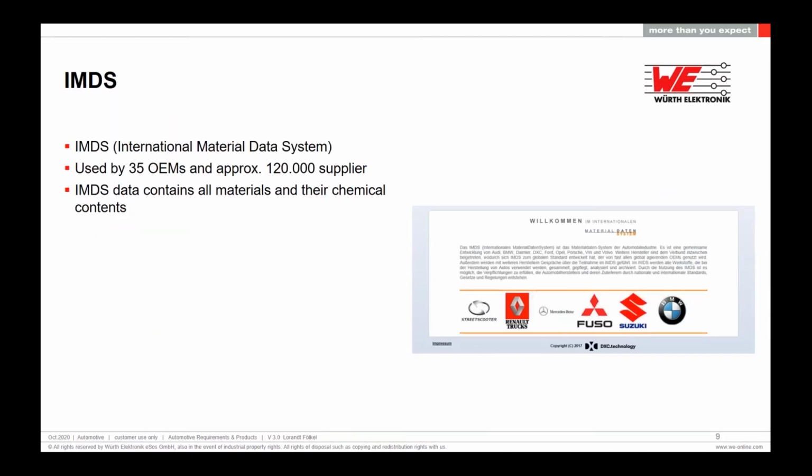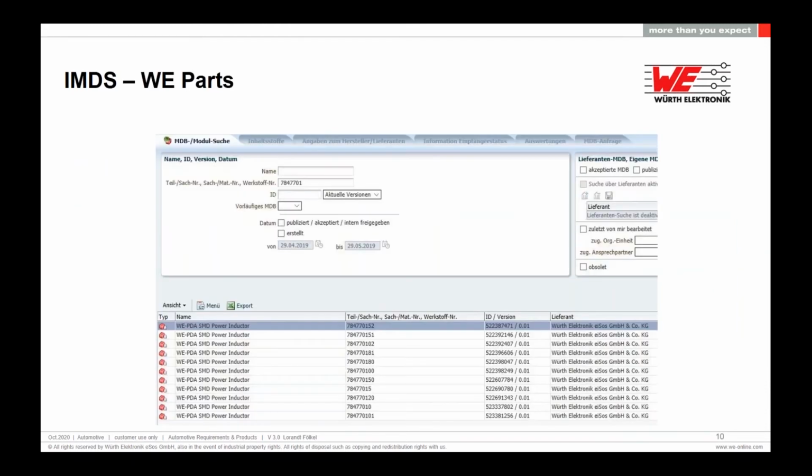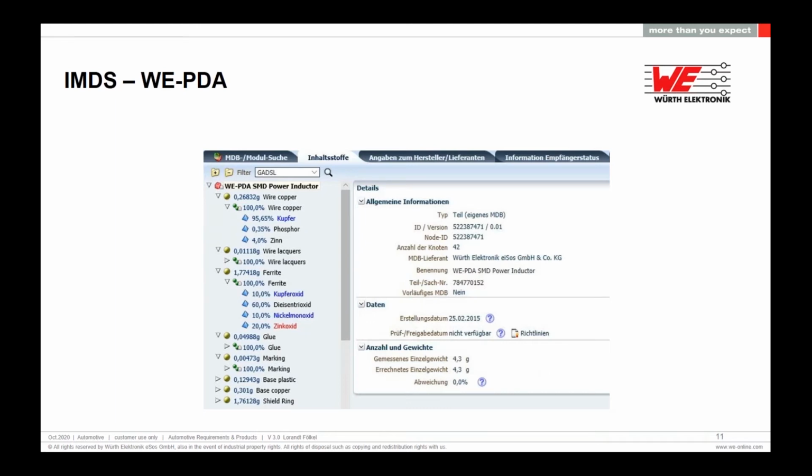For the IMDS, this entrance of this database, if you open the platform and you look for a part number like here, oh, I just realized this is in German. Please forgive me that it is listed in German, but you can put it in English language as well. If you list, for example here, the PDA inductor, and you choose one of these components, you will see almost on the atomic level what this component contains.